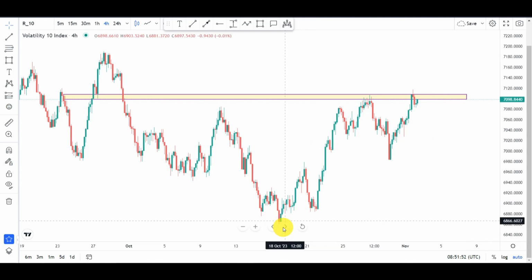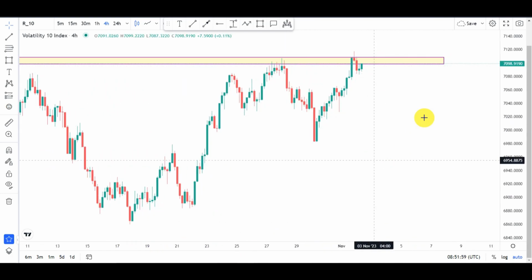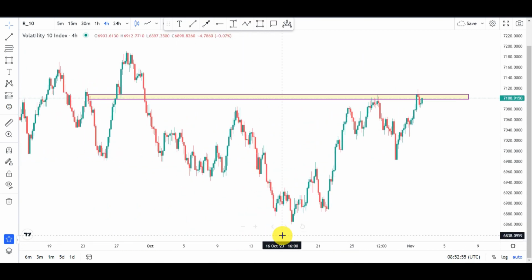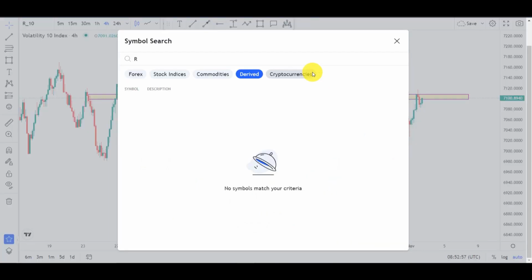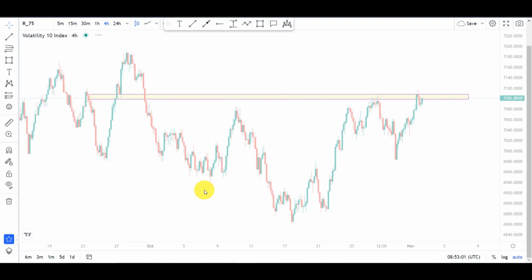So what to do is make sure we get a very clear impulsive phase, then wait for a second phase, which is the corrective phase, and enter on the third impulsive phase. So right here on volatility 10 index, I'll just keep this pending on my watch list. Now let me go to another pair, particularly volatility 75, and see if we have any entry opportunities for today.